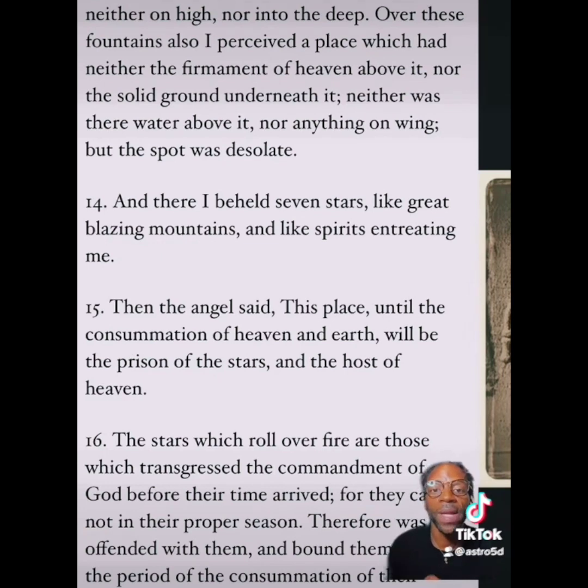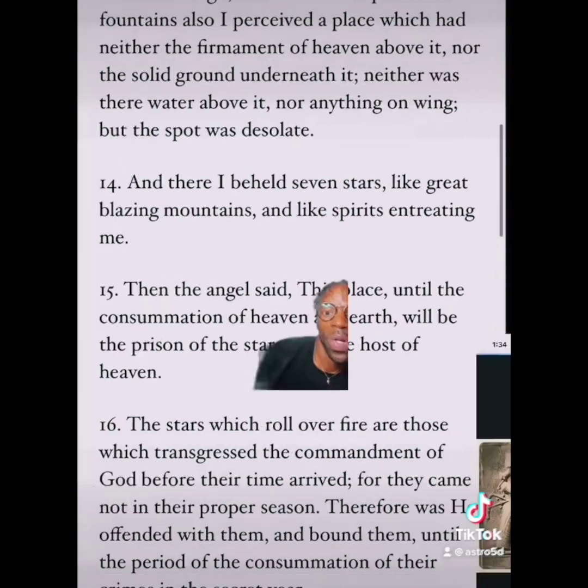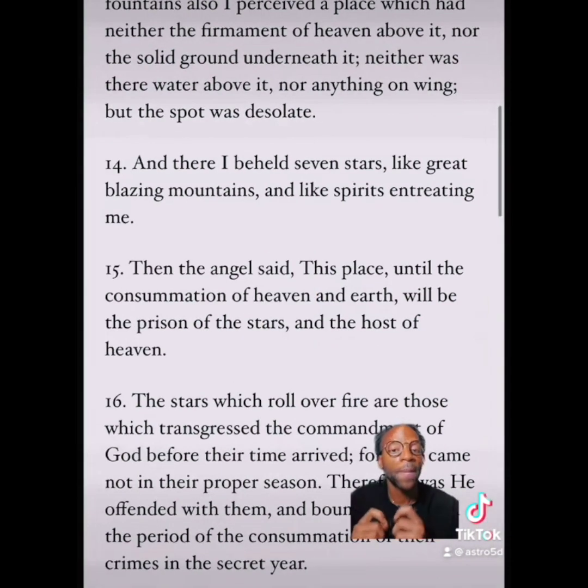Then the angel said, "This place until the consummation of heaven and earth will be the prison of the stars in the host of heaven. The stars which roll over fire are those which transgress the commandment of God before their time arrived, for they came not in their proper season. Therefore was he offended with them, and bound them into the period of consummation of their crimes in the secret year." I believe what's being described here is what happens at the magnetic North Pole, but let's dig deeper.